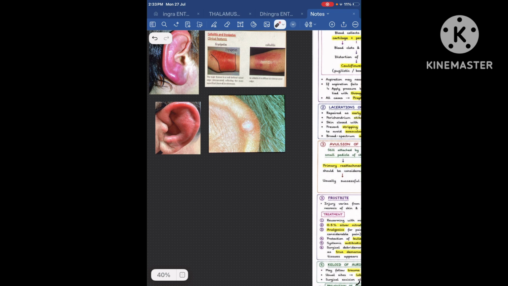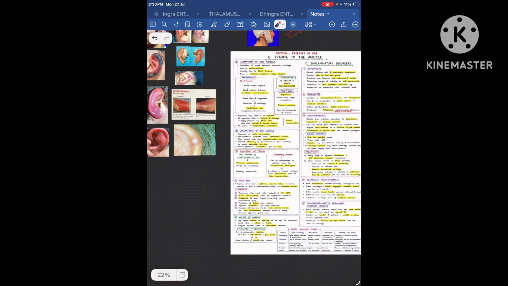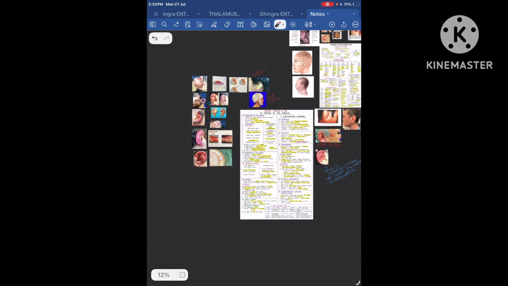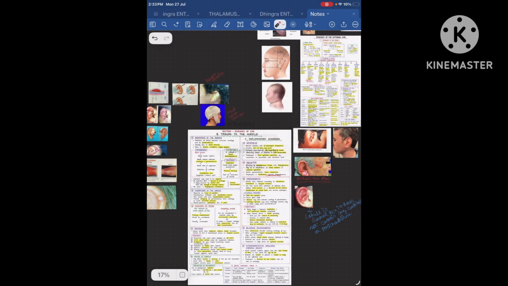So we have done the congenital conditions of the external ear, the trauma, and the inflammatory disorders. The tumor part is in a different chapter. We will do it separately because it is a little bit big. Okay, then thank you for listening.